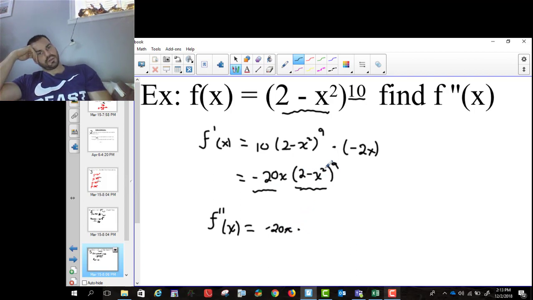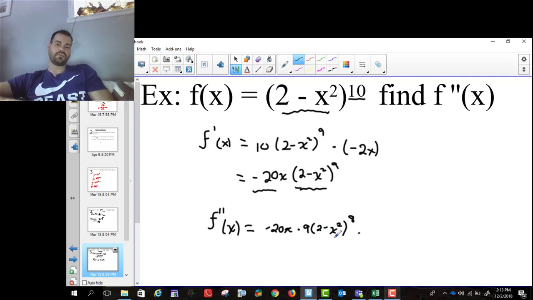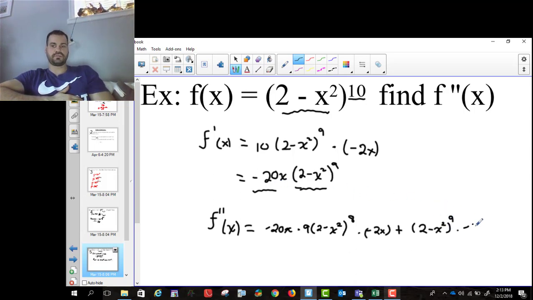Now this guy's a chain rule again, just like that one. So 9, 2 minus x squared to the 8th, and then times, now don't forget, I know it's tricky, but you have to remember that chain rule. So you have to do this as minus 2x again, and then it's plus 2 minus x squared to the 9th multiplied by the derivative of minus 20x, and that's just minus 20.